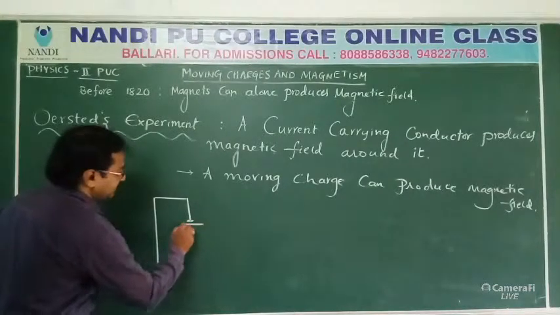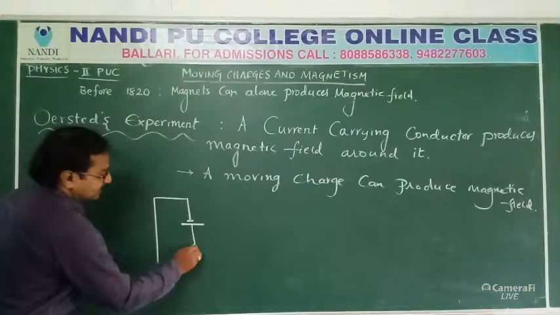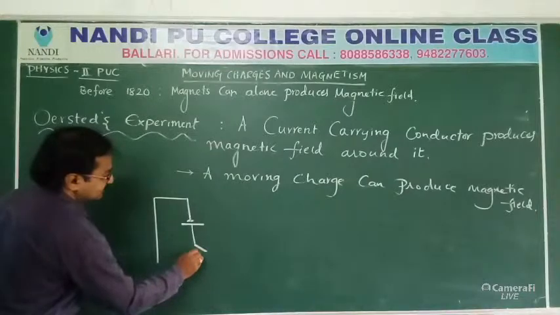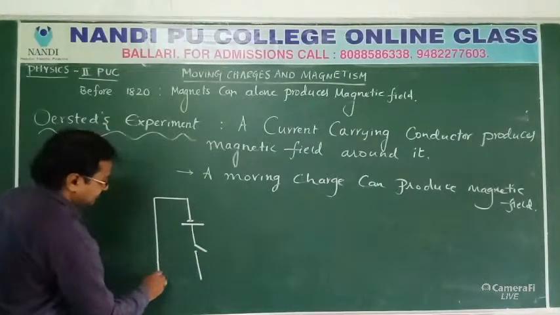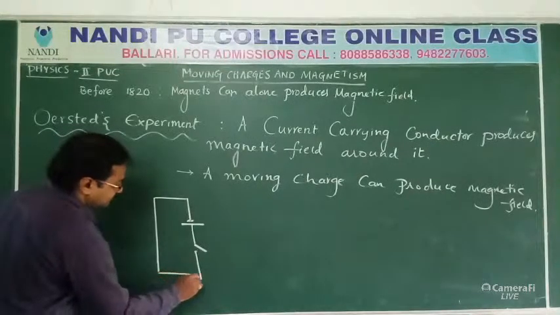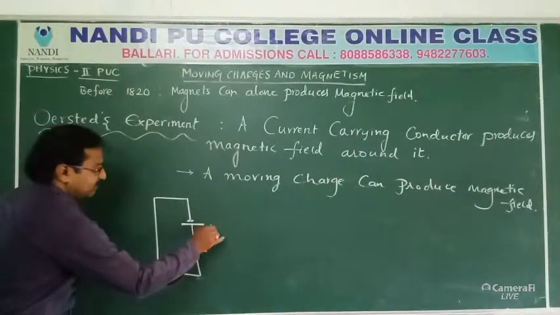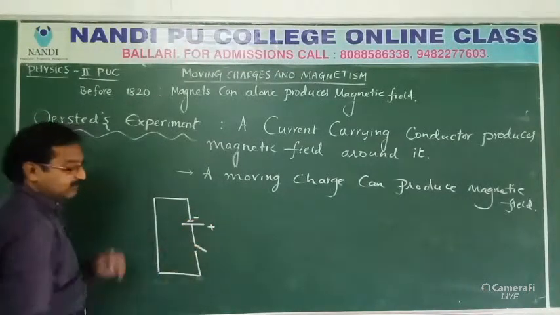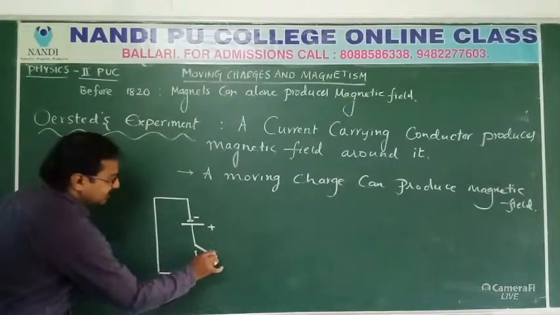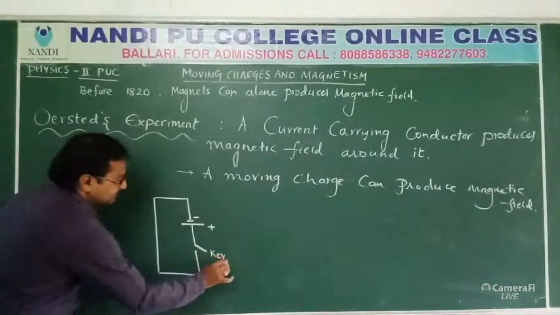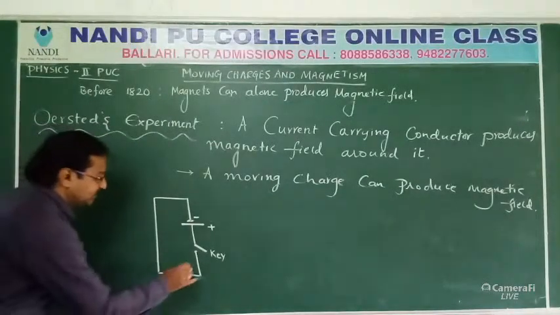Okay, so this is the battery. And this is a key. Okay, children, this is a positive terminal, and this is a negative terminal, right, children? So this is like a key. Now you know current flows from positive terminal to negative terminal.